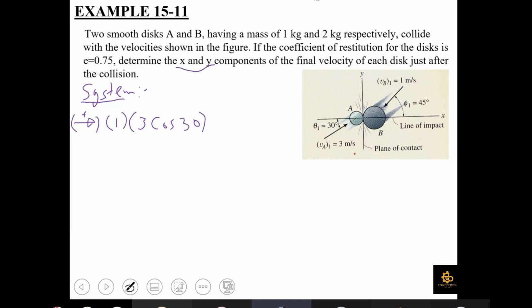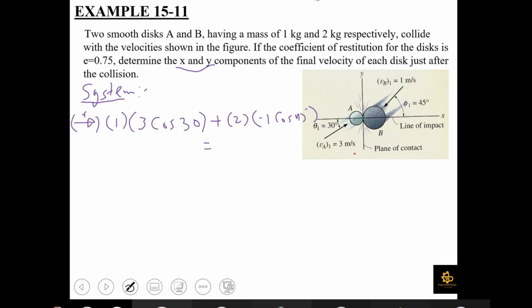Negative. It will be negative. Okay, let me put a positive sign here: 2 into -1 cos of 45, isn't it? Yes, sir. So this was the momentum of the system just before collision.